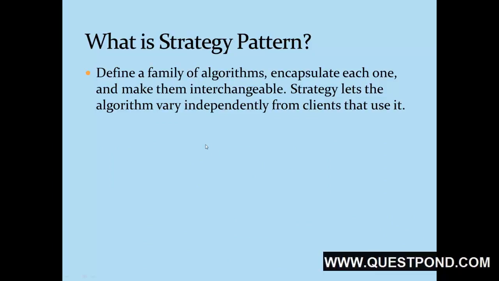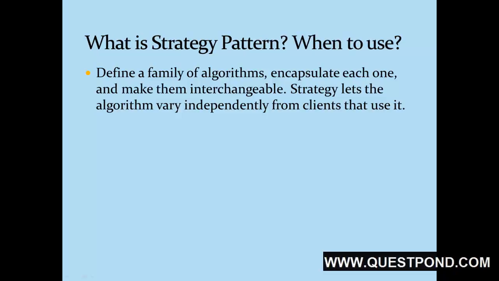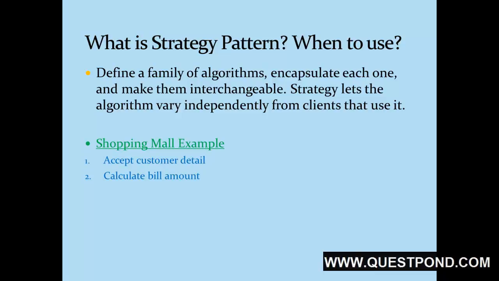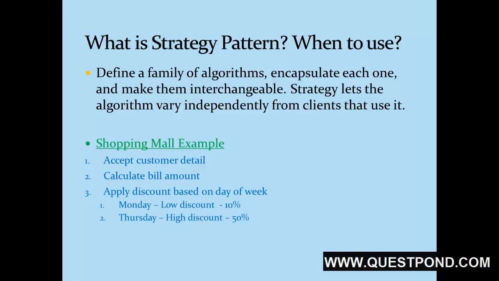Let's try to understand what is the definition given for the strategy pattern by Gang of Four. Gang of Four says the strategy pattern defines a family of algorithms, each of which can be easily interchanged with each other at any time. Now let's talk about a shopping mall application, which accepts the customer detail, calculates the bill based on the items purchased, and finally applies a discount depending on the day of the week. For instance, on Monday a 10% discount is applied, whereas on Thursdays a 50% discount will be applied.